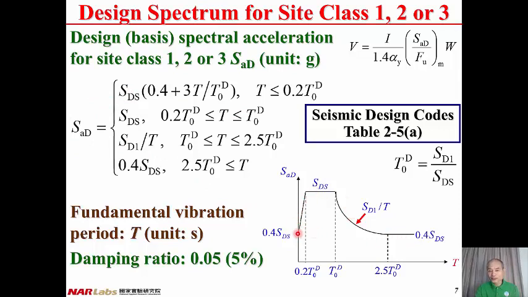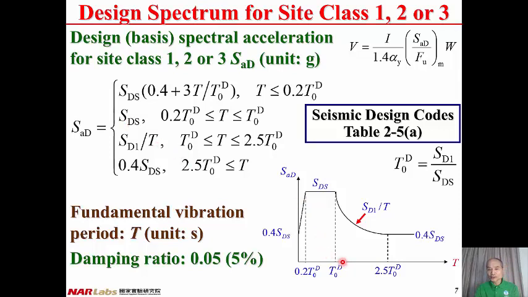In the first segment, when T is less than or equal to 0.2 T0D, SAD equal to SDS times 0.4 plus 3T divided by T0D. Therefore, the spectral acceleration is linearly increasing with the structural period T. When the structural period lies between 0.2 T0D to T0D, SAD is constant, SAD equal to SDS.